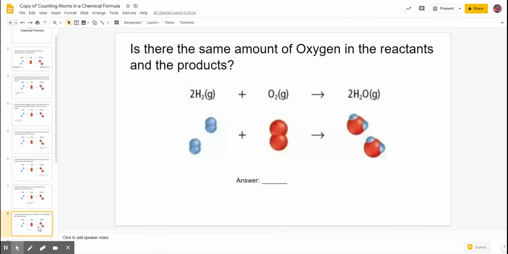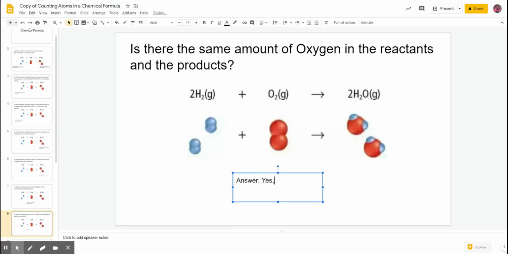This slide is going to ask the same thing for oxygen. Is there the same amount of oxygen in the reactants and the products? Well, let's see. I've got 1, 2 right here, and I've got 1, 2 right here. So it seems like yes, there are 2 atoms of oxygen on each side. All right, great.